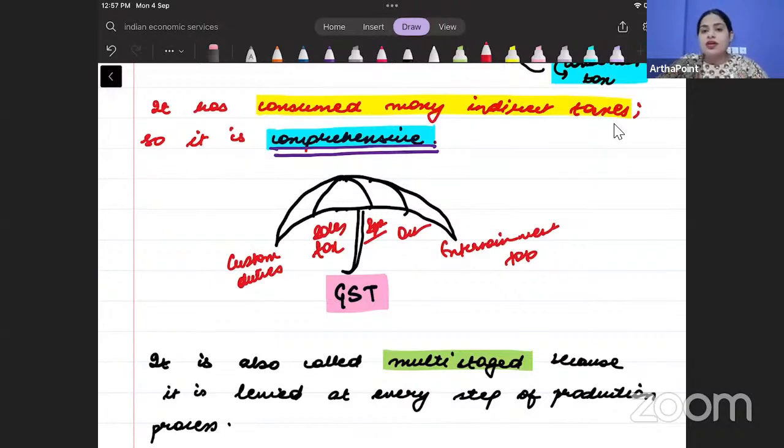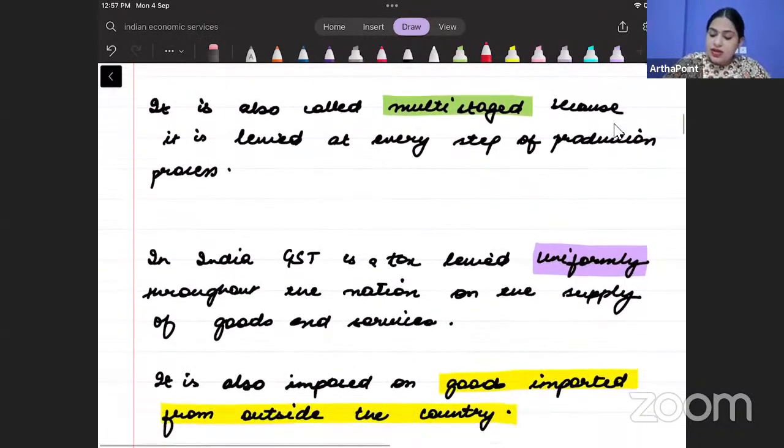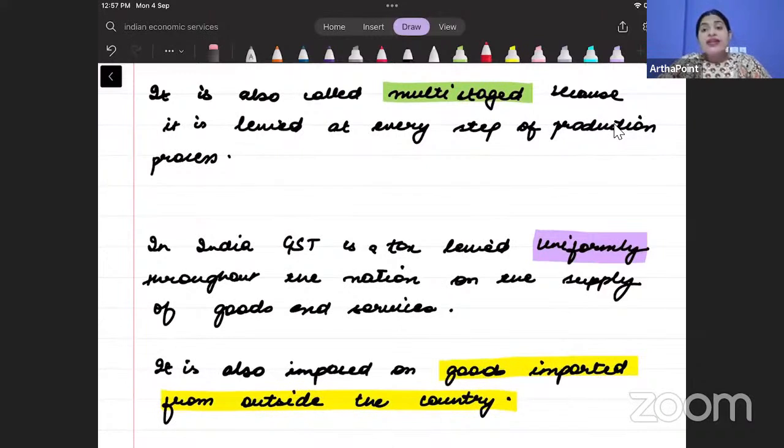Okay, fine. Now let's move forward. It is also called as a multi-staged tax because it is levied at every step of production process. I've already explained you this. You can just underline the word multi-stage.